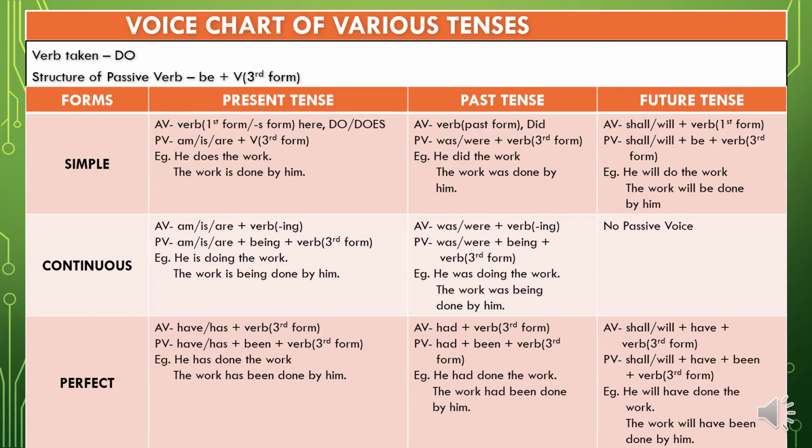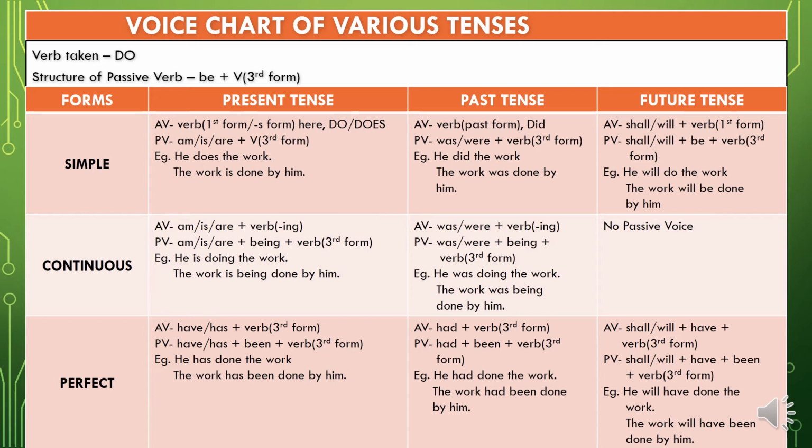Okay. Then next is past perfect tense. All of you know the structure of the past perfect tense in active voice, that is had plus verb past participle form, or the third form. For example, he had done the work. And in passive voice, it will become what? Had plus been plus verb third form. And why are we using been here? Because it is in perfect form. So that is why, the work had been done by him.